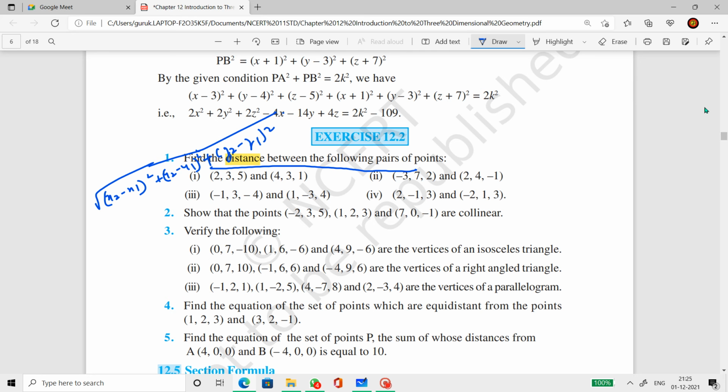Now, it is important to put x1, y1, z1, x2, y2, z2 properly, because sometimes students will make mistake here. So that should not happen. So just use the distance formula between the 2 points. You'll be able to find the distance between the 2 points here. Next one, show that the following points are collinear. Now before that, I'll show you the working of one of the 4 sums.